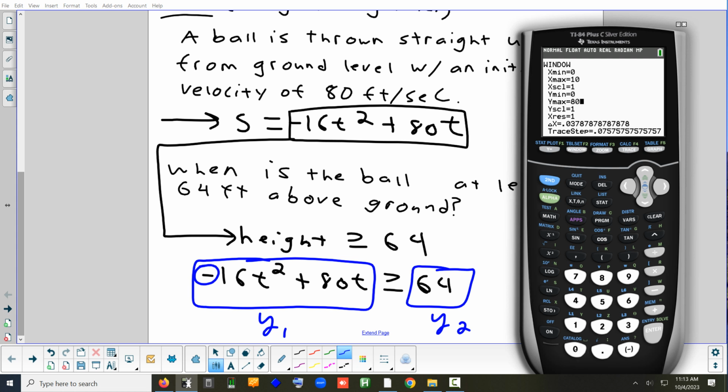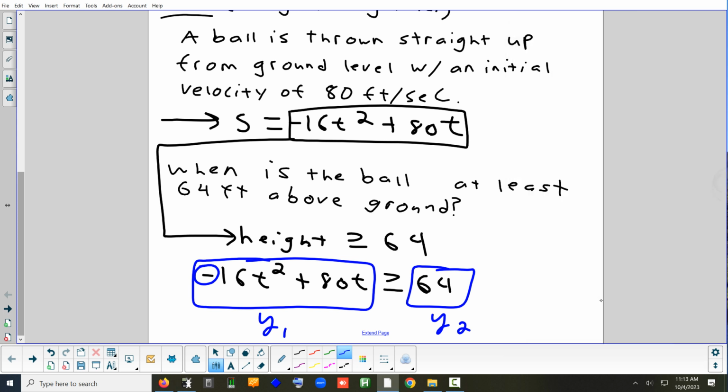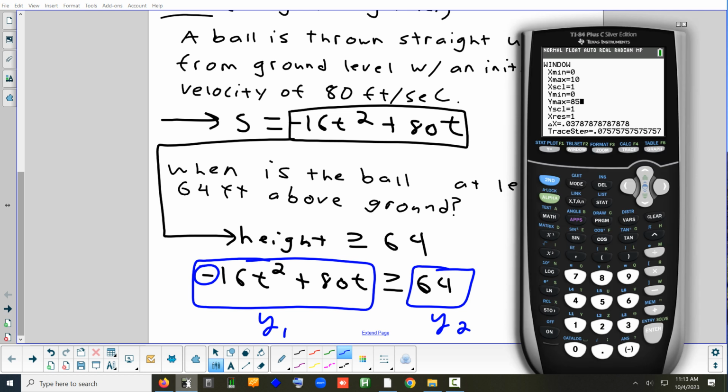Do you want the full graph? Yeah, I want to see the full thing. I might even try 85. Let's try 85. 85 sounds good. And then hit graph. We got some going even higher. All right, so it does go a little higher.